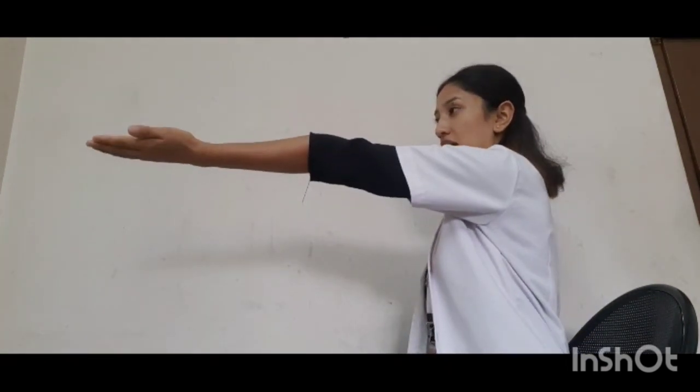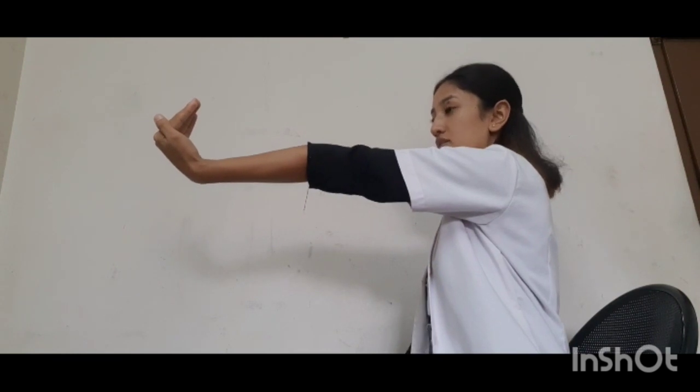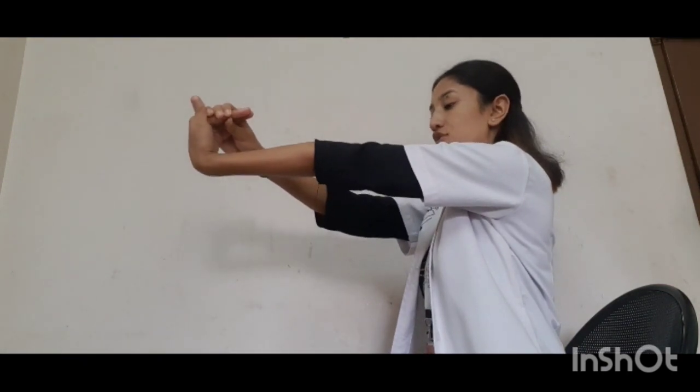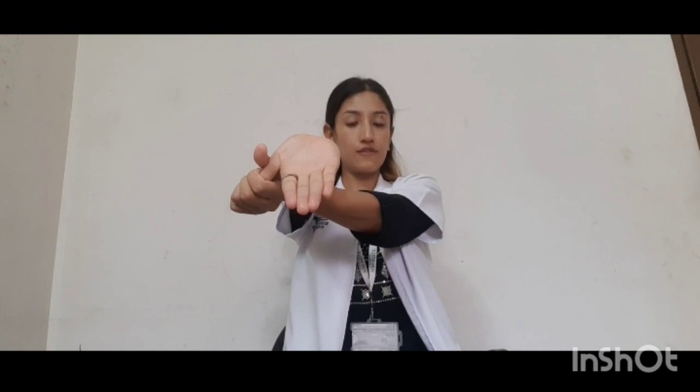The next is the extensor stretch. For this, we will keep our hands straight, bring the palm towards you, that is upwards and frontwards, and with the other hand we will again pull the palm towards you. We will get the stretch over this area and we can repeat this 3 times, holding for 10 seconds. The next one is the thumb stretch. For this, we will keep our hands like this. With the other hand, we will hold the thumb and pull it backwards. We will get a stretch over this area. This is the most effective stretch to release the carpal tunnel. We can hold this position for 10 seconds and repeat 3 times.